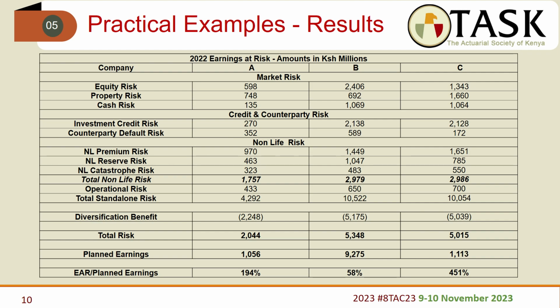So these are the assumptions that we've made, and based on that, these are the results that we get for company A, B, and C. And remember, these are all Kenyan companies, so these are actually things that we're seeing in the market. Starting from the right, going backwards to the left, we can see company C has quite a high earnings at risk. If we look at that row there, total risk, that is the total risk of about 5 billion, right? So if you look at what their planned earnings were, 1B. What that means is that their earnings at risk as a percentage of planned earnings is 4.51.